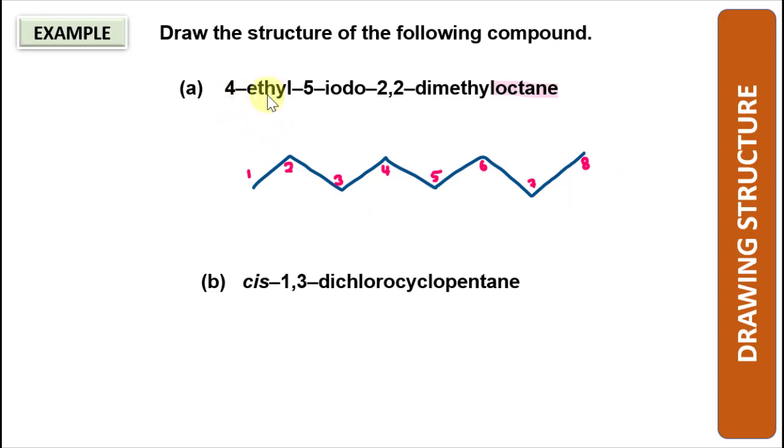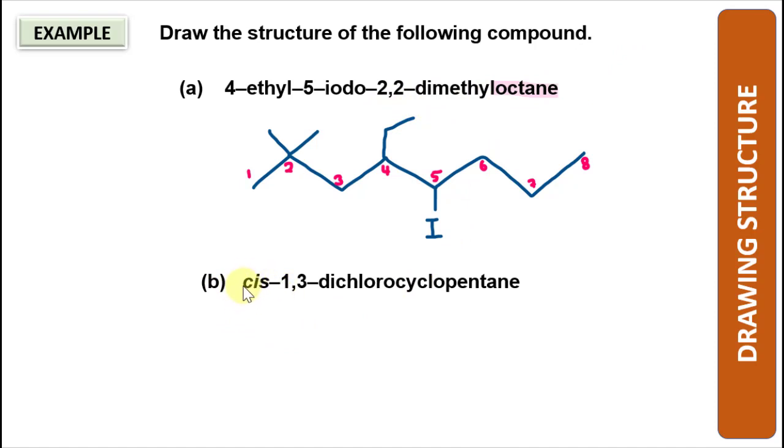And then we have 4-ethyl. Okay, so we have ethyl on the 4th carbon. Alright, so ethyl is CH2CH3. And on the 5th carbon, we have iodo, so I. And then 2 methyl on the 2nd carbon. So 1, 2, CH3, CH3. So this is the structure of 4-ethyl-5-iodo-2,2-dimethyl-octane.